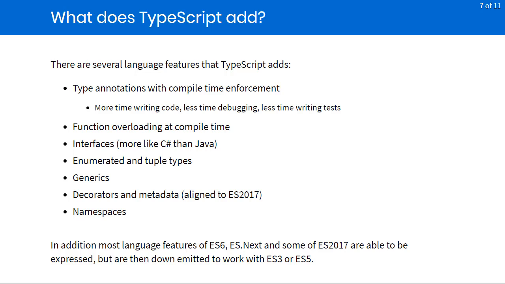It adds interfaces to the language, very similar to C# and Java, although as you dig in, interfaces are more like C# interfaces than Java. We also get enumerations and tuples, generics, decorators and metadata, as well as namespaces in order to ensure that your code is as flexible and organized as possible.